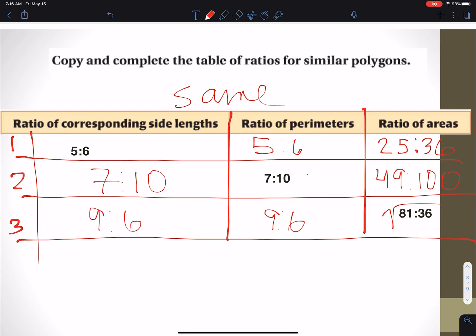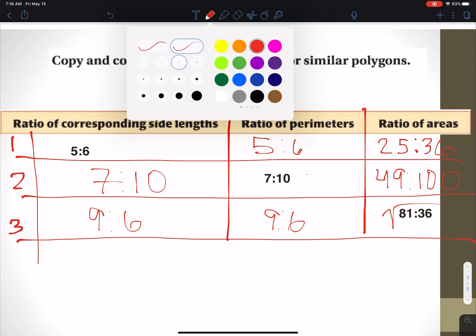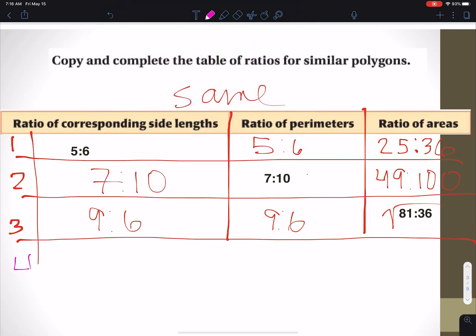Now technically, let me go ahead and change colors here. Technically, and on your homework, good mathematicians do always reduce. So this should have been reduced firsthand, because 9 over 6 can also reduce. So for example, 81 over 36 can reduce. If you divided both numbers by 9, you would get a 9 to 4 ratio. Okay, and then square root of 9 is a 3, and square root of 4 is a 2.